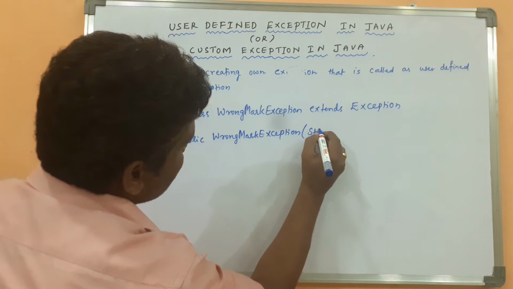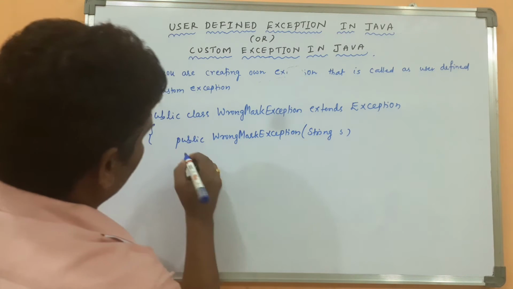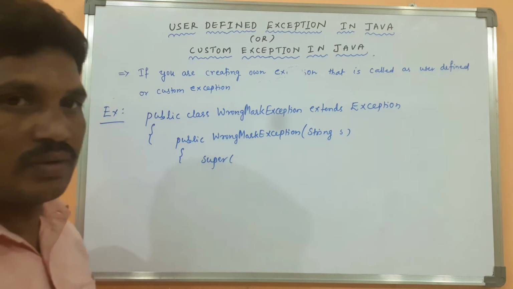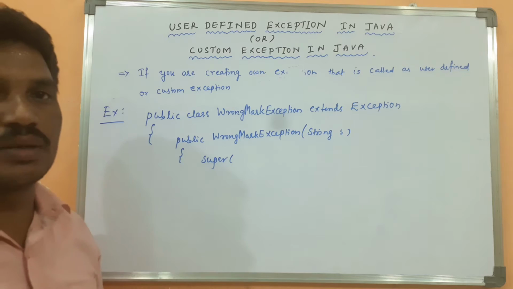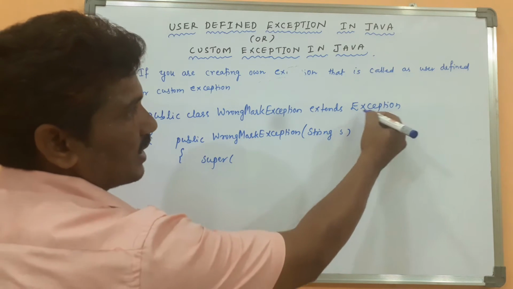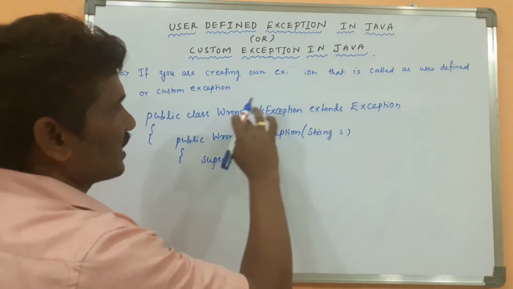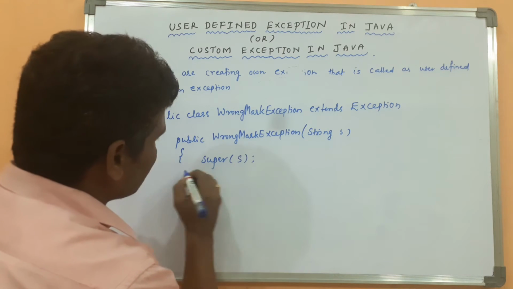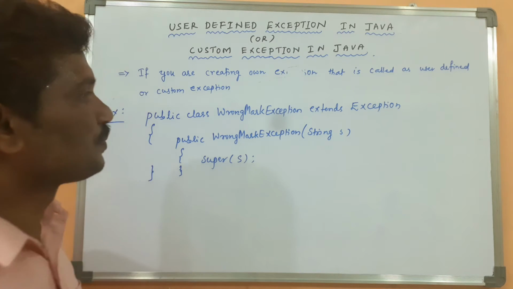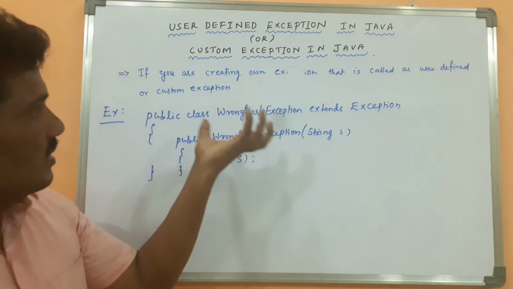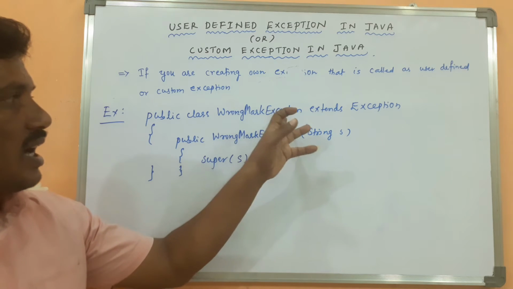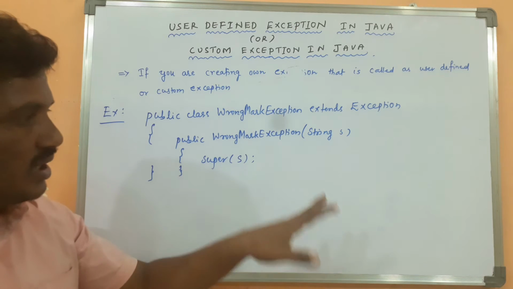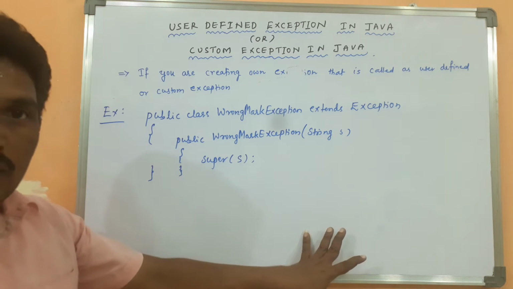Then with the super keyword we can invoke the parameterized constructor of the superclass. Which one is the superclass here? Exception is the parent class for the RankMarkException class. Why are we using this statement? I will tell you after that. Whenever you write this, the RankMarkException has been created. Then how do you use this exception in your program? I will tell you. Hope it is clear.